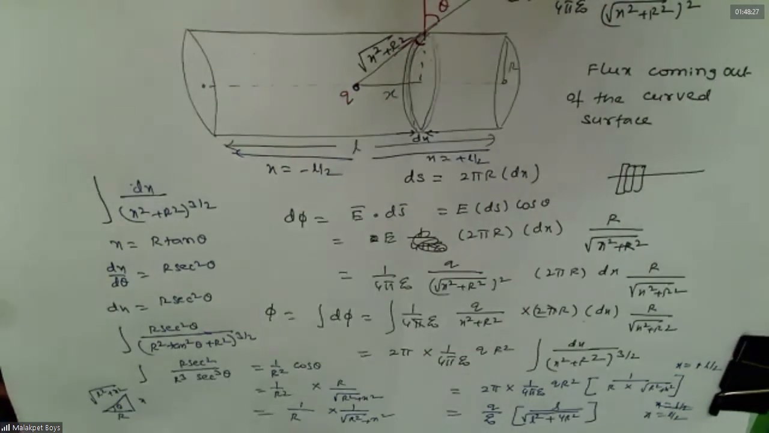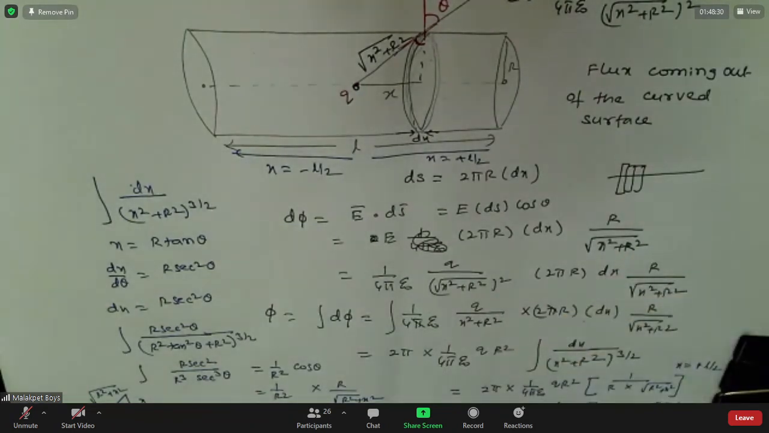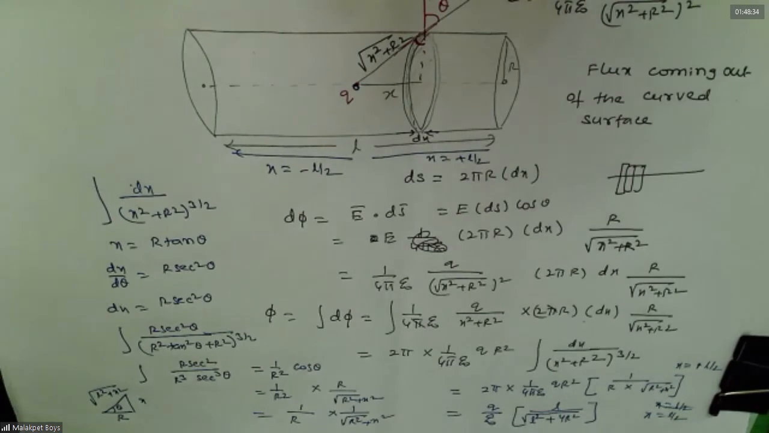As this. Sir, it is L square plus 4 R square, sir. And 4 R square you will get. Any doubt is there? No doubt, sir. Writing for 1 minute.